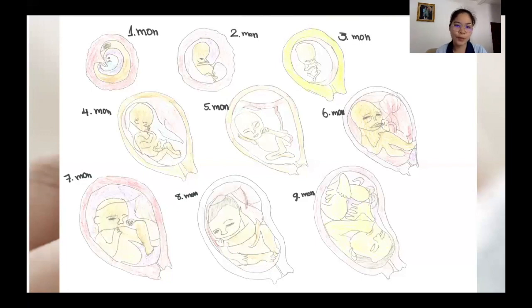Let us see what is happening in month number 5. In month number 5, the mother will feel the baby move, since he or she is developing the muscles and exercising them. In month number 5, the baby needs to exercise in order to have good muscles. The first movement is called quickening. Hair begins to grow on the baby's head.